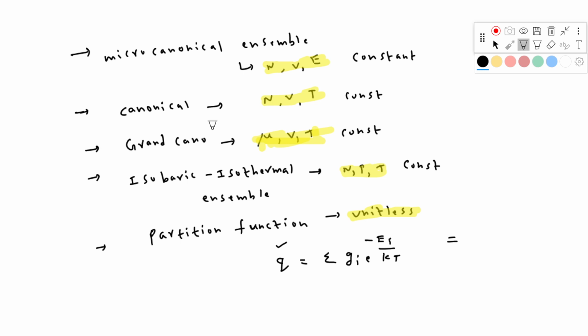k is Boltzmann's constant, T is temperature, E is the energy of the ith level. Z is the degeneracy of the ith level. This is a very, very important formula, the partition function.